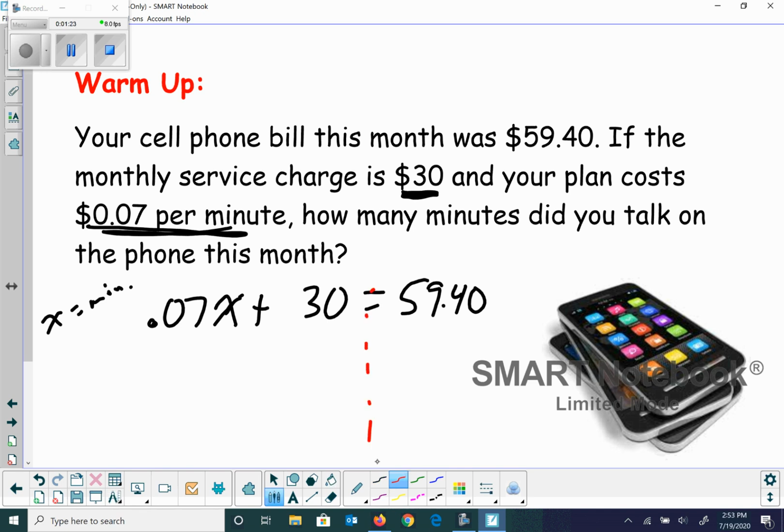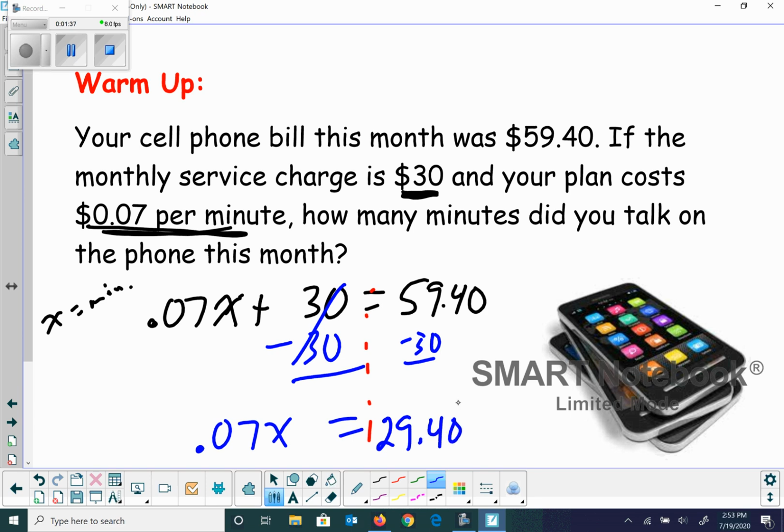Remember what we were doing? We have this dotted line that represents the equal sign. So if I subtract 30 from both sides, I'm going to get on this side 0.07x. Those both cancel out. And on this side, I'm going to get 29.40. Now, before we had talked about getting rid of the decimals, multiply everything by 100, but I think we might be okay here, especially if we have a calculator to work this out.